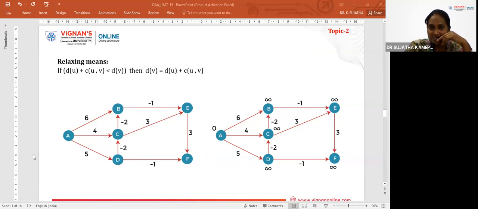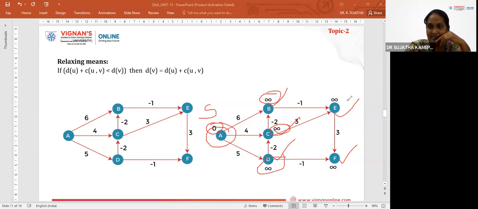Now, what is the initialization condition for the Bellman-Ford algorithm? We need to consider one vertex as the source vertex. So here I am taking this as the source vertex and all these remaining 5 as the destination vertices. The distance of the source vertex initially is taken as 0, and the distances of all the remaining destination vertices are taken as infinity. This is the initial condition that I need to set in the case of the Bellman-Ford algorithm.